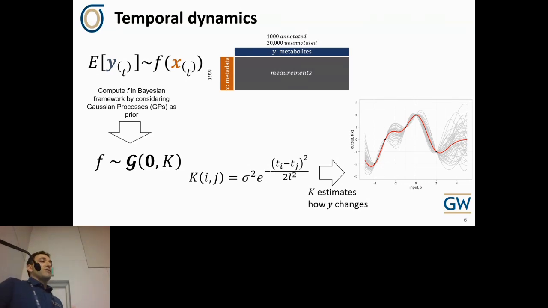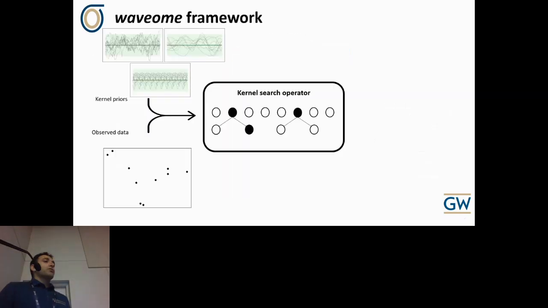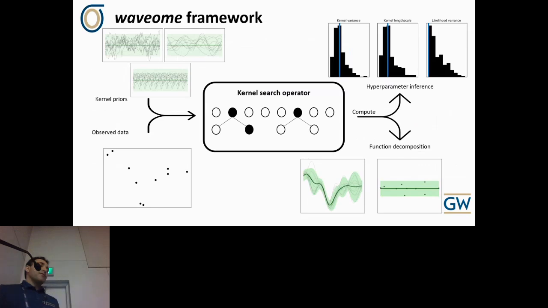We use Y, the metabolites, as the output or the outcome, and X is the metadata you have in the study. The good thing about Waveome is that you can plug all this data into it, and it tries to find these patterns in your data. So a simple version of the framework is this.